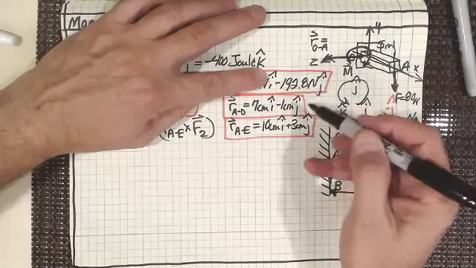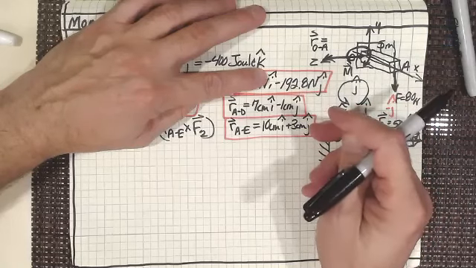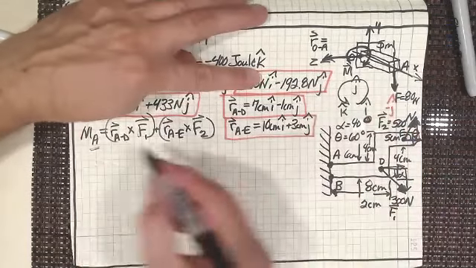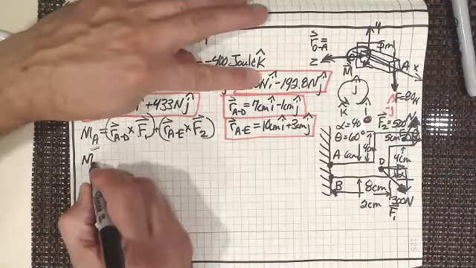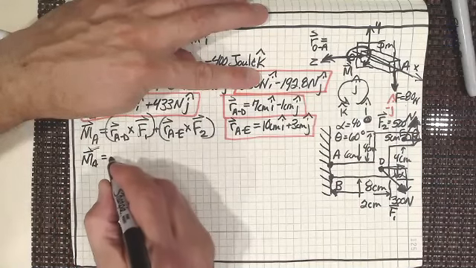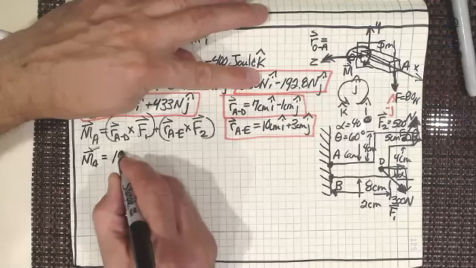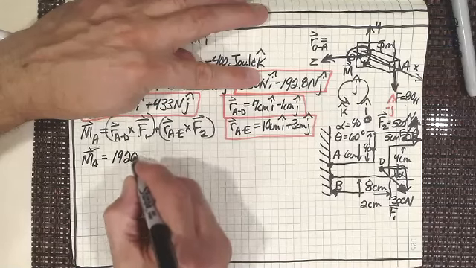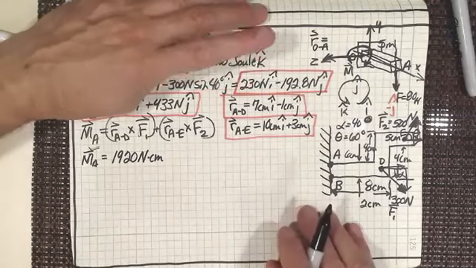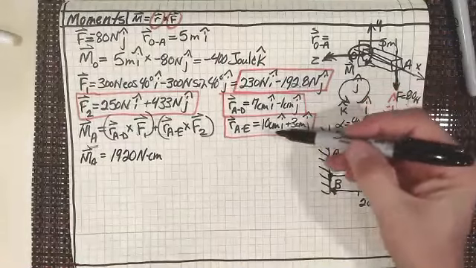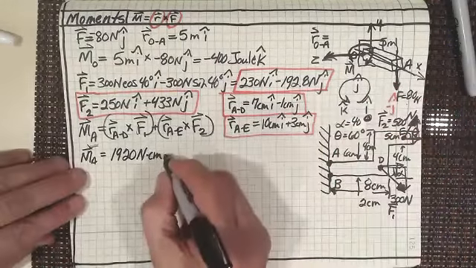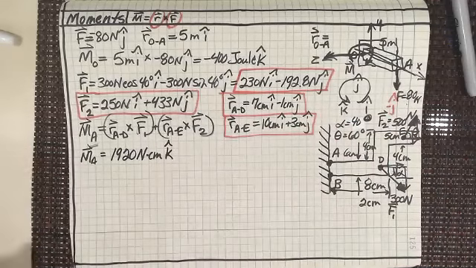Oh, that gives me something, doesn't it? So that gives me 1,928. So let's write this down. Moments about A are going to be 1,928 Newton centimeters, right? Isn't that what it is? And then I cross J gives me K, right?